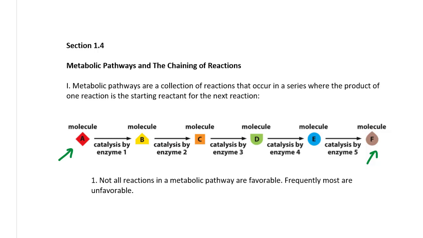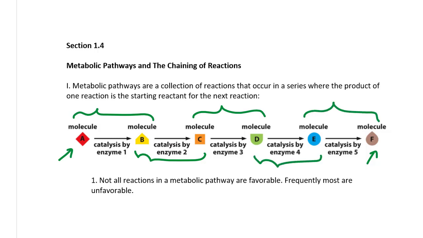And you have a number of reactions. A goes to B, that's one reaction. B goes to C is another reaction. C goes to D is another reaction. And D goes to E is another reaction, and E goes to F is another reaction. And each reaction has its own enzyme that's catalyzing it, and the product of each reaction is the reactant for the next reaction.